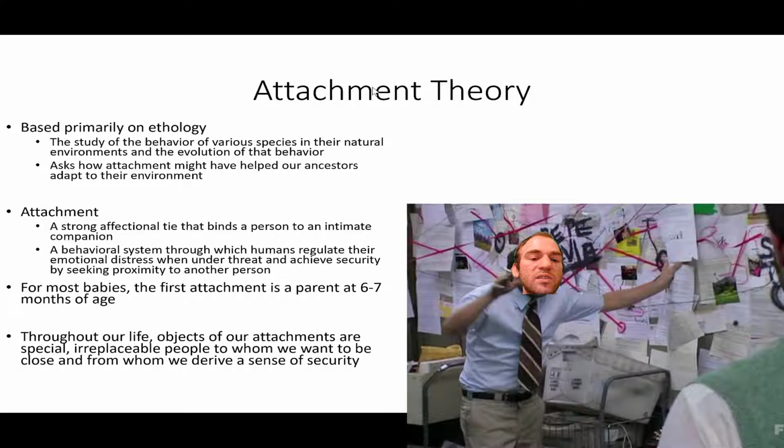For most babies, the first attachment is apparent at 6 to 7 months of age. Throughout our life, objects of our attachment are special, irreplaceable people to whom we want to be close and from whom we derive a sense of security.